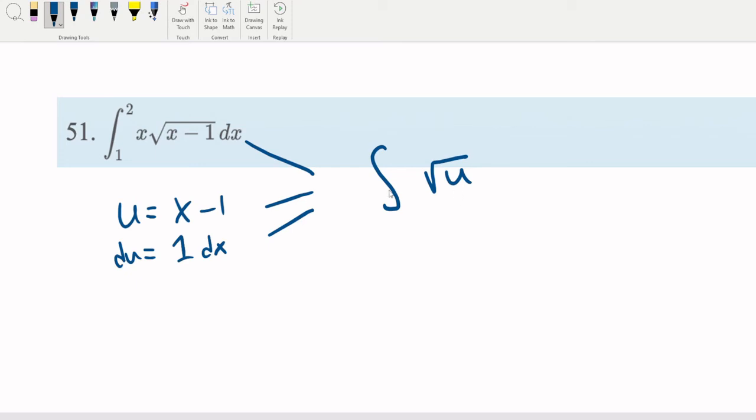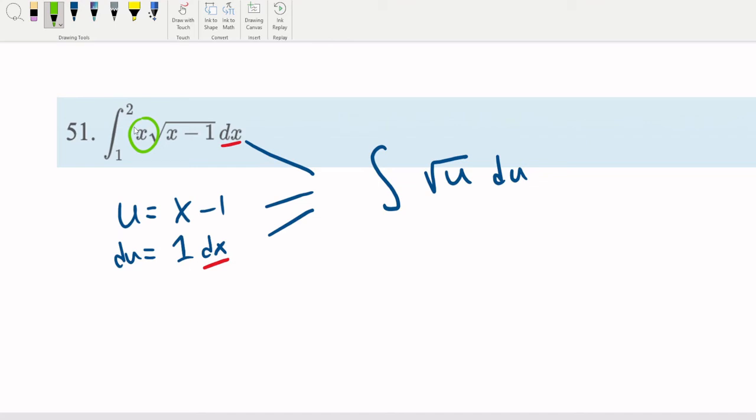Okay, and now here's the tricky part. Because dx and dx, right? So that dx just becomes du. But I haven't dealt with this x yet, right? There's this extra x and I haven't done anything with it. Here's where we've got to be a little tricky.